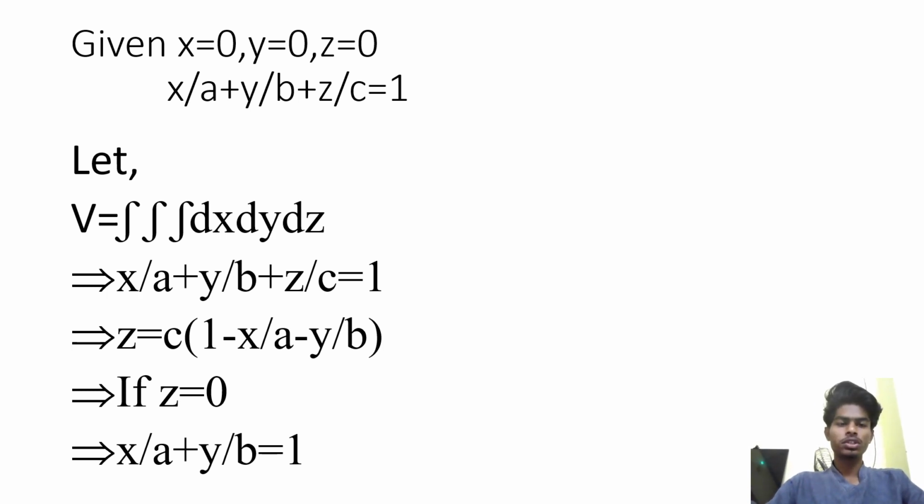Let V equal the integration of dx dy dz, which means triple integration. Here we have x by a plus y by b plus z by c equals 1. So z equals c into 1 minus x by a minus y by b, which means we transposed x by a and y by b to the right side. If z equals 0, we substitute z in x by a plus y by b plus z by c equals 1. Then we get x by a plus y by b equals 1.